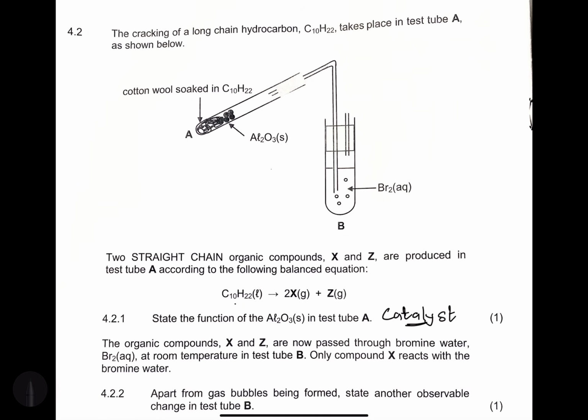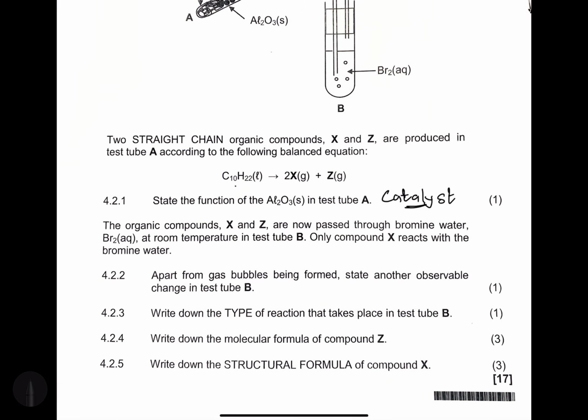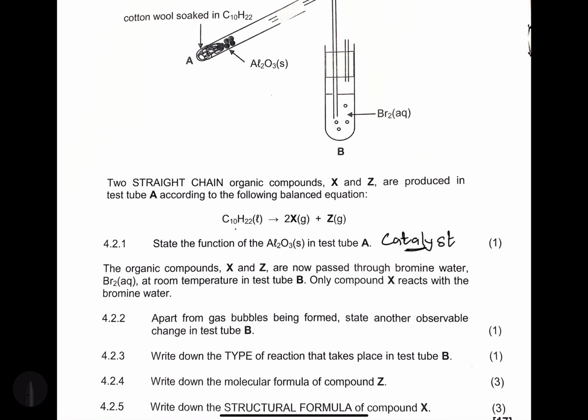Right. So the next question, they say the organic compounds X and Z are now passed through bromine water at room temperature in test tube B. They say only compound X reacts with the bromine water. Apart from gas bubbles being formed, state another observable change in test tube B. Now, ladies and gents, please listen carefully. Once we know that something reacts with bromine water spontaneously, it must mean that it is an alkene. In that case, it's an unsaturated hydrocarbon. So X should be an alkene.